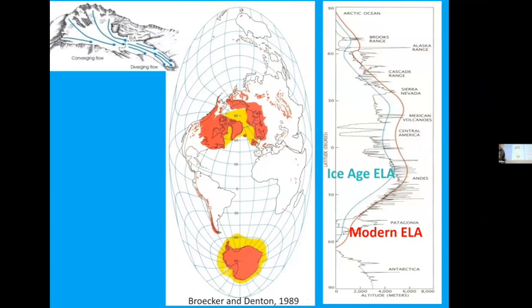Because you're not seeing a lot of landscape to the right of the red line. And even the blue line, which is the Ice Age ELA. Now, this was put together by Broecker and Denton. It was based on another work by somebody named Steve Porter. He was a professor at the University of Washington, Seattle.